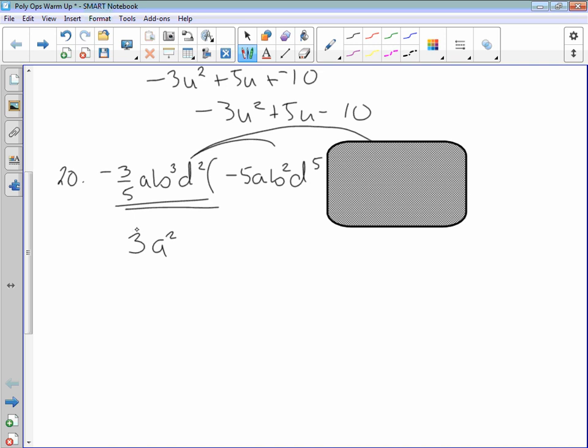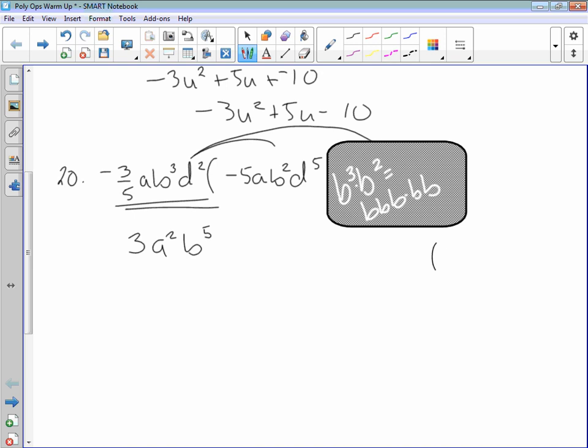I got b cubed times b squared is b to the 5th. Remember, when you're multiplying the bases, you add the exponents. If you can't remember that, give yourself a real quick little thought bubble. b cubed times b squared is like b times b times b, times b times b, right? Well, then how many b's you got? 5. That's why it's b to the 5th. So if you can't remember when you multiply and when you add, just write it out real quick. Give yourself a real quick example.